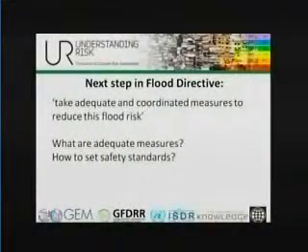Now the next step in the flood directive is to take adequate and coordinated measures to reduce this flood risk. Unfortunately, the directive is not very specific on what are adequate measures. And in fact, in order to determine what are adequate measures, you need to know what is an acceptable level of safety. So we need to have some safety standards first to determine this.